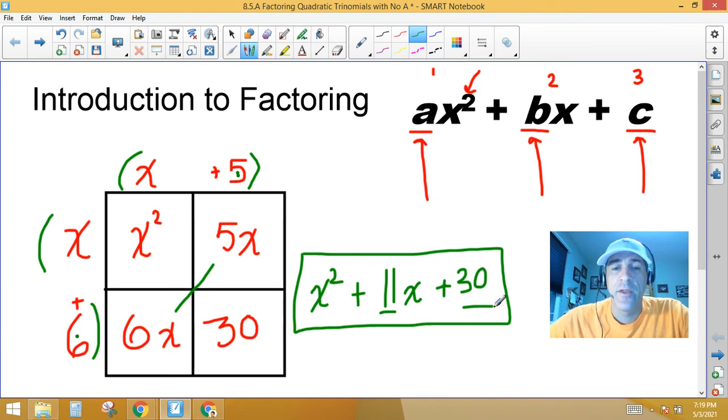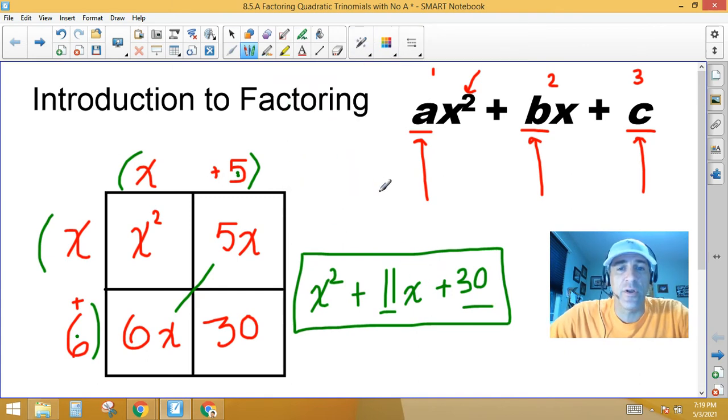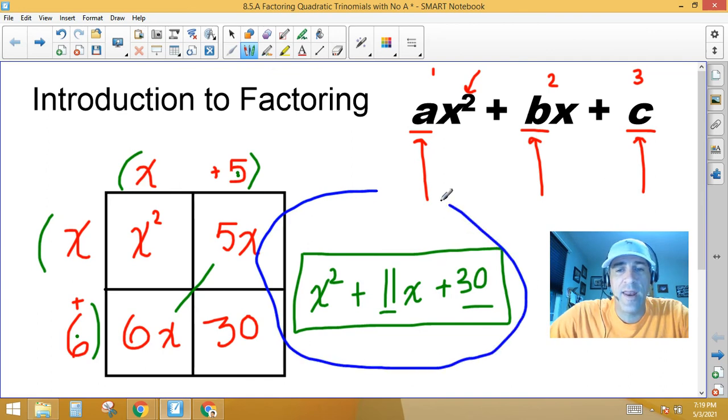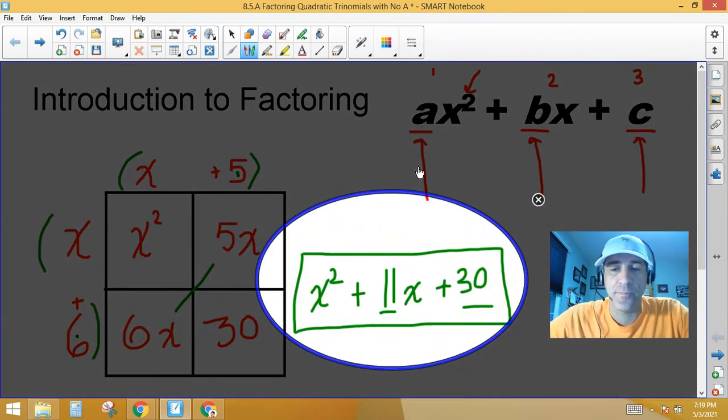All right. So it's going to be very important if we just look at this quadratic trinomial here. We identify, oh, that 30 is at the end. That's a constant. And that 11 in the middle, that's my B. That's a number that I got by adding my 5 and my 6 here. Those are things that I'm going to teach you how to do, but I figured this little intro video might be a little bit of a head start.